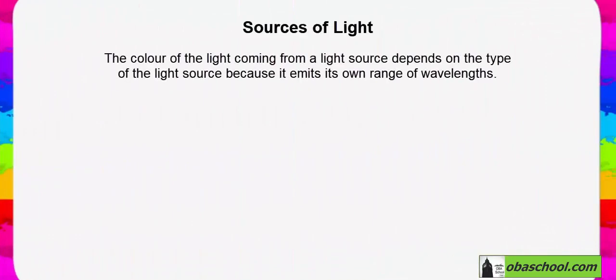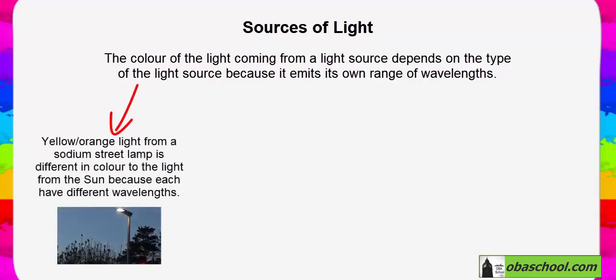So, the color of the light coming from a light source depends on the type of the light source because it emits its own range of wavelengths. Therefore, for example, yellow-orange light from a sodium street lamp is different in color to the light from the sun because each has different wavelengths.